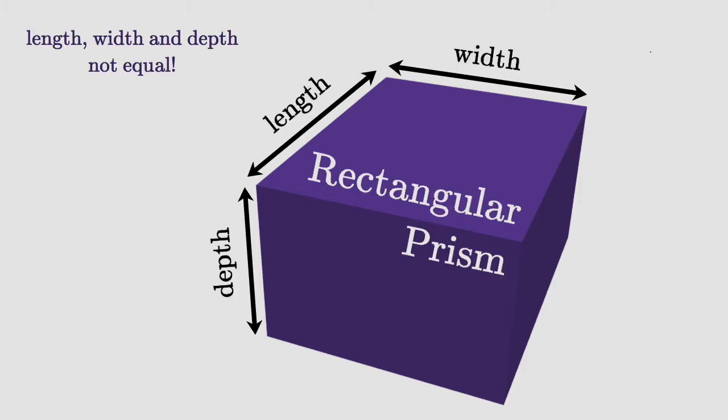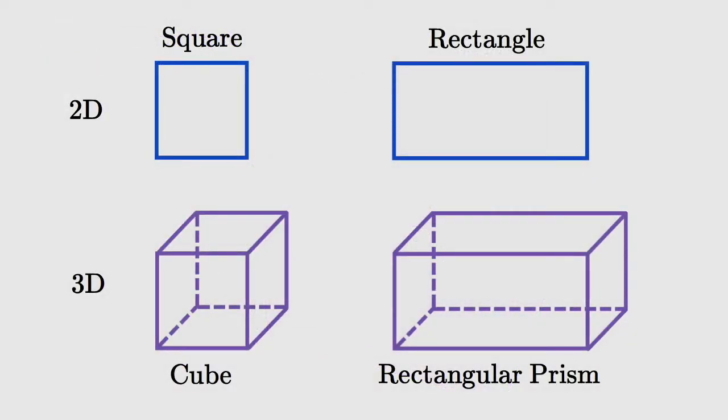Now suppose the length, width, and depth are not equal. Each side is no longer a square, but a rectangle. This 3D shape is called a rectangular prism. You may already know that a square is a special type of rectangle in which all of the side lengths are equal. The equivalent is true in 3 dimensions. From now on, try to think of a cube as a special type of rectangular prism.